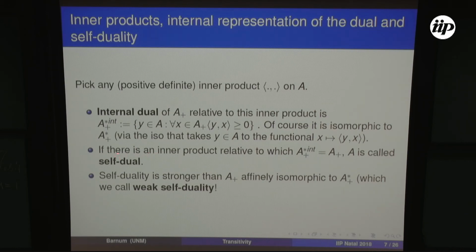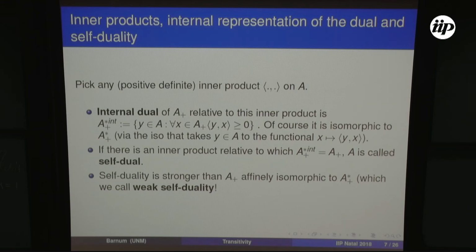So fine. Now, if you can find an inner product relative to which this internal dual cone is equal to the primal cone, then we call the cone self-dual. It's a very strong condition on cones, and in particular, it's important to notice it's stronger than weak self-duality, which is that the cone is affinely isomorphic to its dual cone.